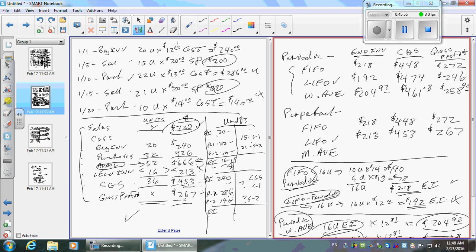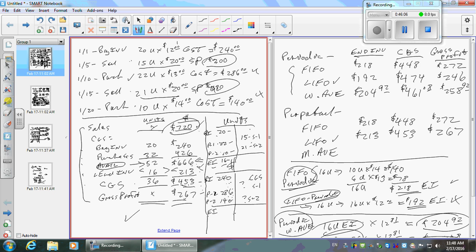720 minus 453 to get the gross profit. Where's the 720 from? Oh, 720 is our sales. Remember back when we had 15 and 20, and 21 and 20, 36 times 20 is 720. It's always going to be the same thing, no matter what inventory method.